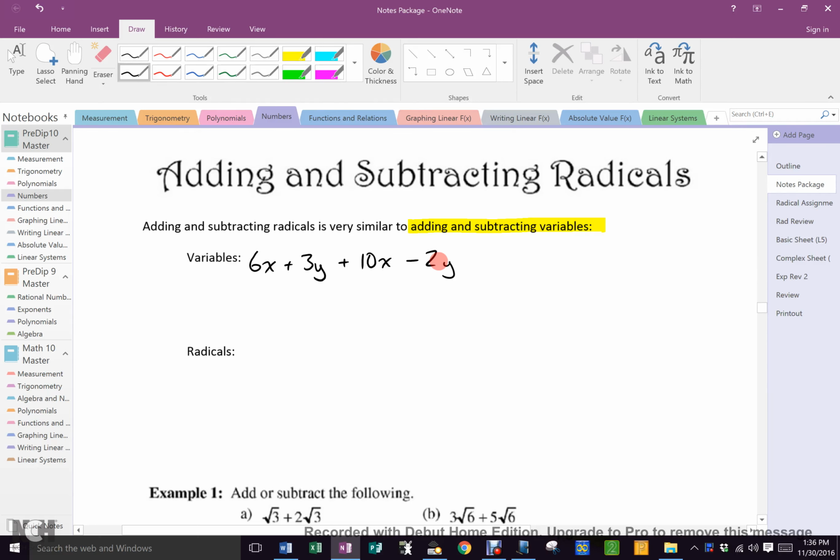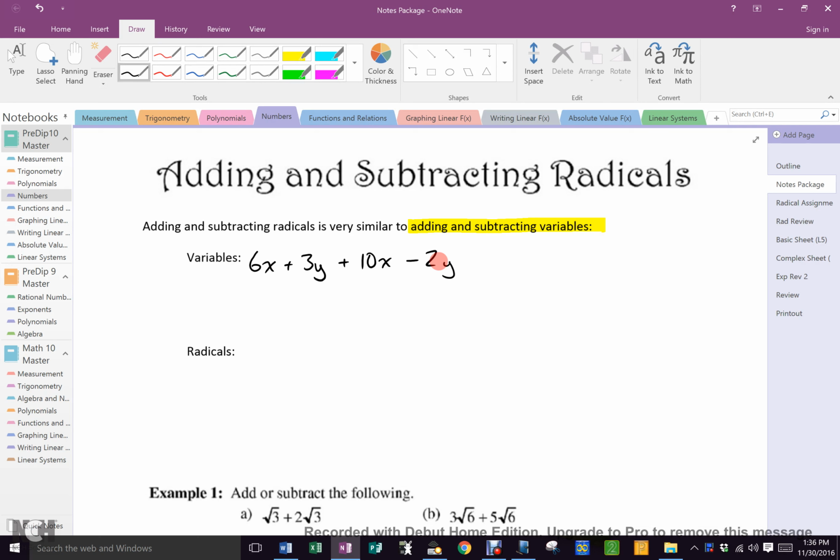So if I had all that, what would you do with it, Navneet? You would collect like terms. So what would you do? You would do it in your head, obviously. You guys aren't stupid. You're my honors class. Of course you would do this in your head. But if you were in grade 9 and I was teaching you this, what would I make you do until you were good enough to do it in your head? I'd make you write it out.